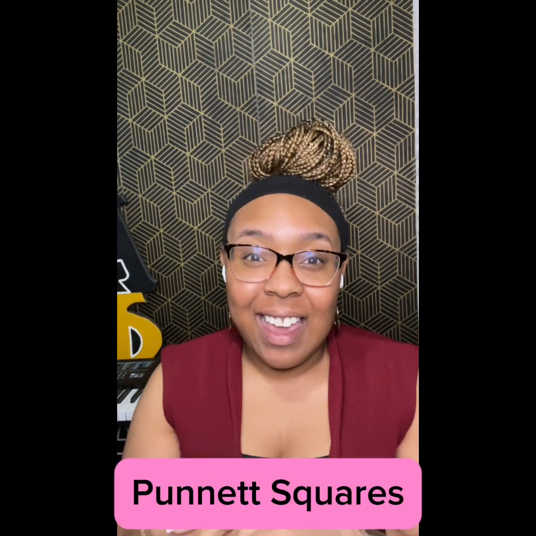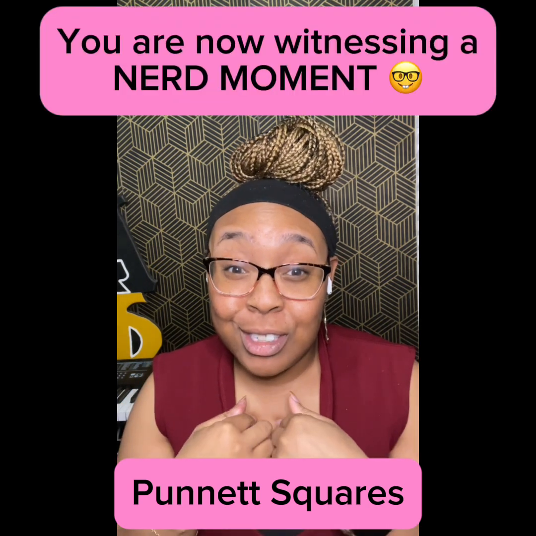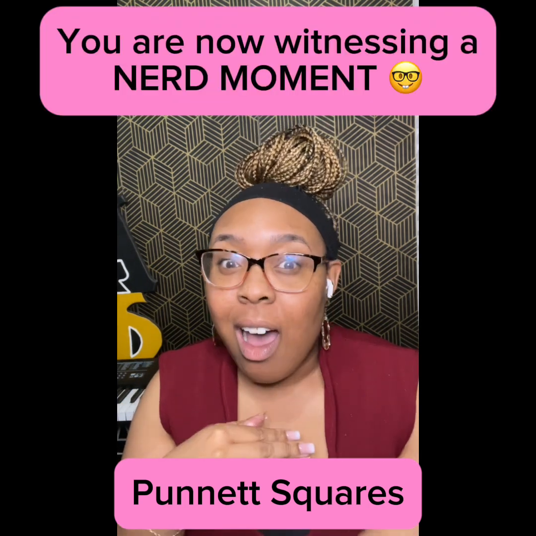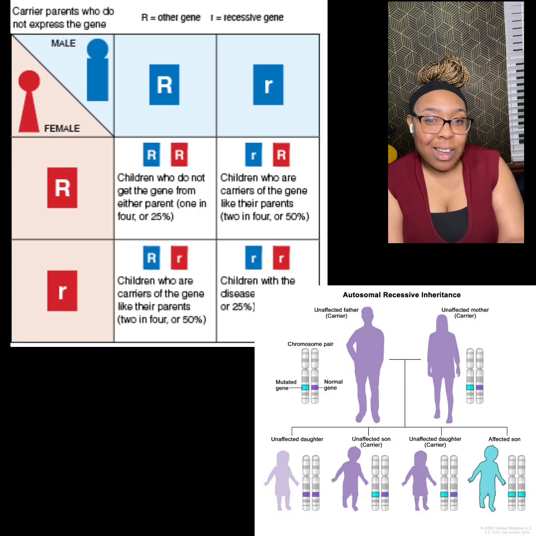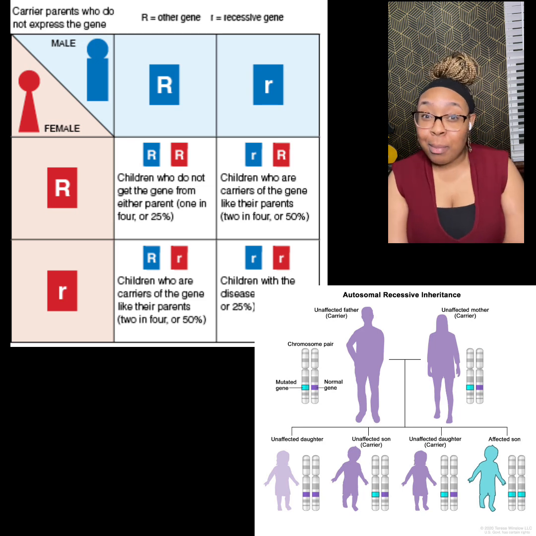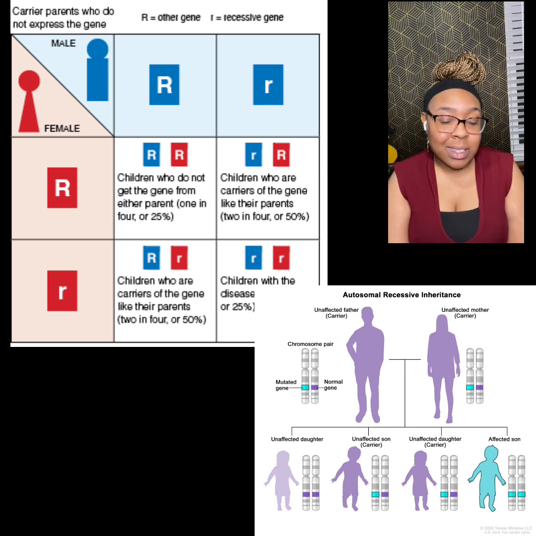Another way you can get these exact same statistics for the babies is by using Punnett Squares. And I don't know about y'all, but when I was in school, especially like high school, I love me some Punnett Squares. Whether you use Punnett Squares or charts just like this, if you notice the outcome is still the same. And that's how I'm able to help counsel my patients on some of these conditions.